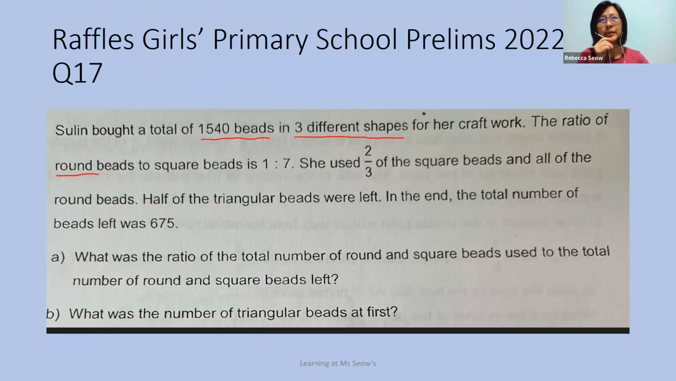So I will also take note that two of the 3 types of beads is round and square, and in the ratio 1:7. She used 2/3 of the square beads and all of the round beads. Take note, 2/3 square beads used, all of the round beads used. Half of the triangular beads were left. Now, what does this sentence mean? If half of the triangular beads were left, that means we can actually say that there were half the triangular beads used.